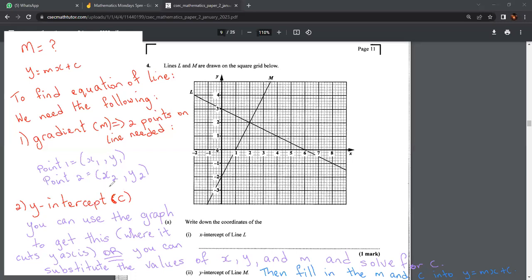Now, you have the x and the y value of one of the points and the x and the y value of the other point. So you could label one as point 1 and one as point 2. Now, in order to find the gradient, you have to use the formula y2. Let me just cover here for a little bit.